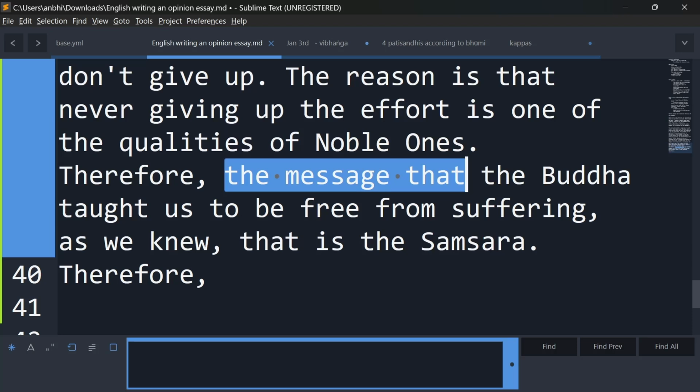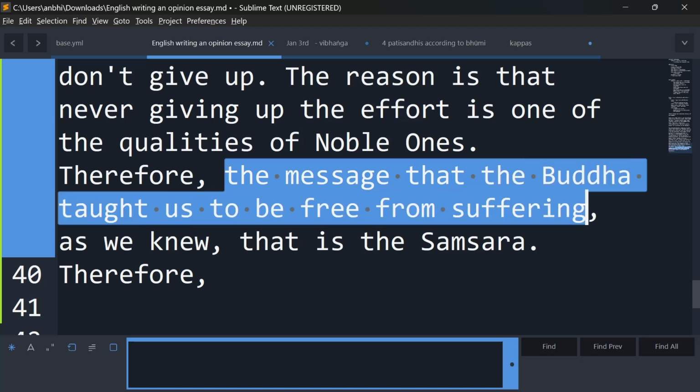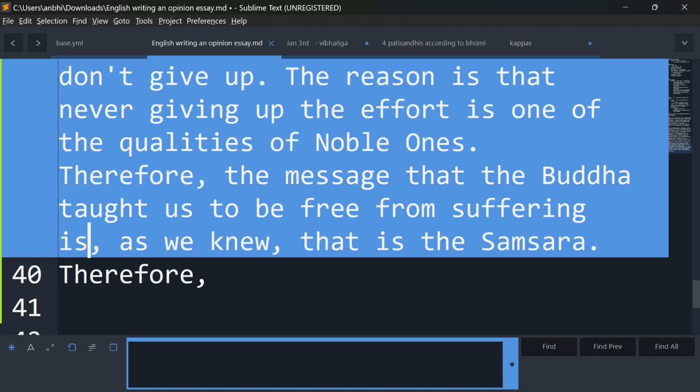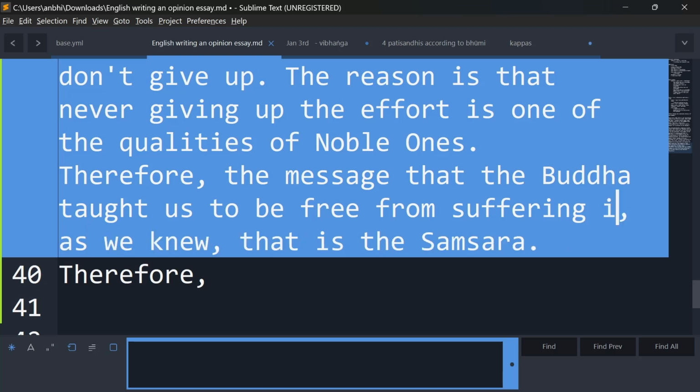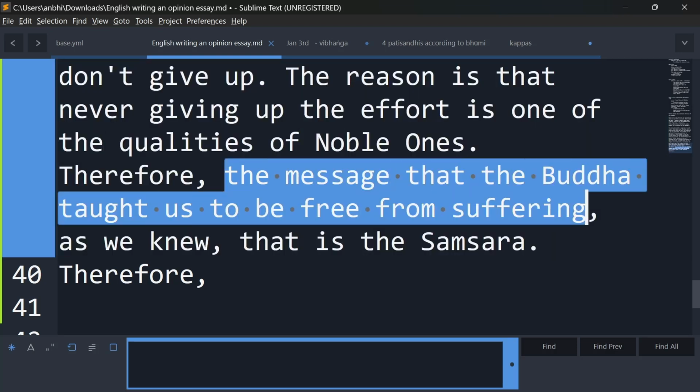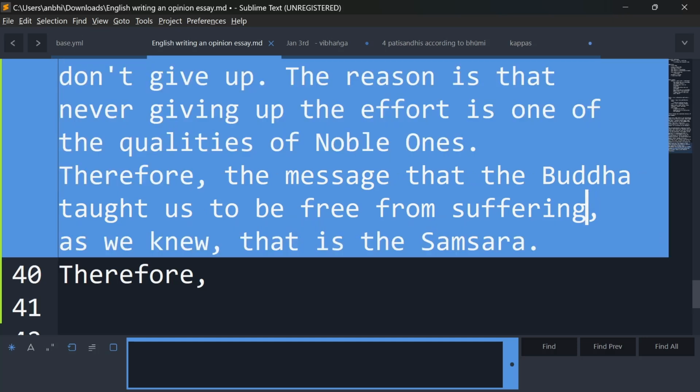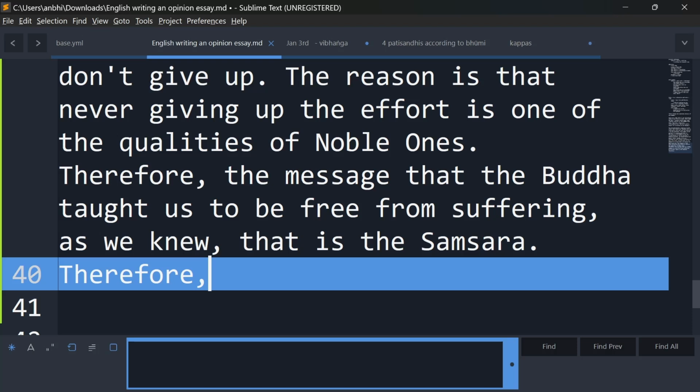Look at this. Therefore, and you have a subject here. You expect a subject of the sentence. You see? The message that the Buddha taught us to be free from suffering is an entire subject. So I'm waiting for a verb, like is. It should have something like this. Do you understand? Therefore, the message that the Buddha taught us to be free from suffering is... this is how I'm looking at the sentence, but I think he doesn't mean it as a subject.